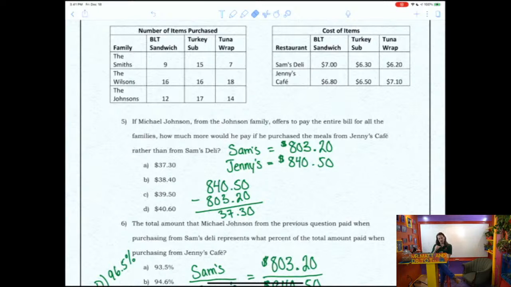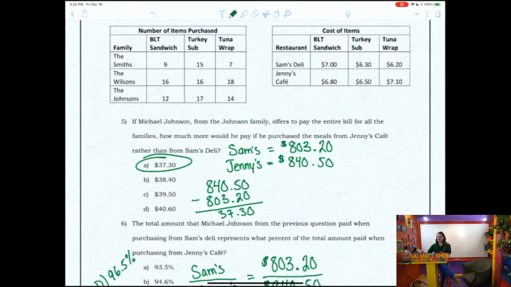If you type that all into your calculator, it'll do the order of operations correctly and return a total of $803.20. If you repeat that process using the prices from Jenny's Cafe, then you'll find a subtotal of $840.50. The difference between those two values is $37.30, which is answer selection A.